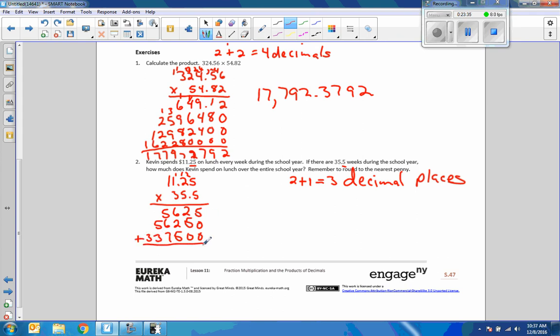Add these, 5, 7, 13, don't forget to carry the 1, 12, 19, carry the 1, 9, 3. 3 decimal places, so it's 399.375, and now this is money, so we should always round to 2 decimal places. That 5 is going to round that up to 38 cents. Okay.